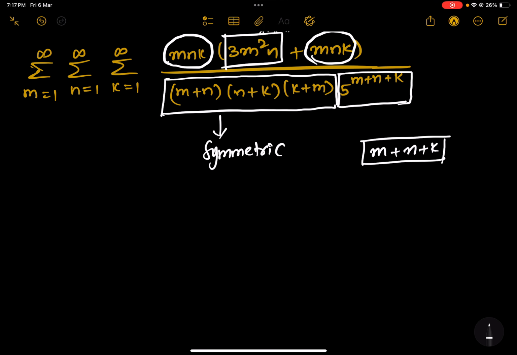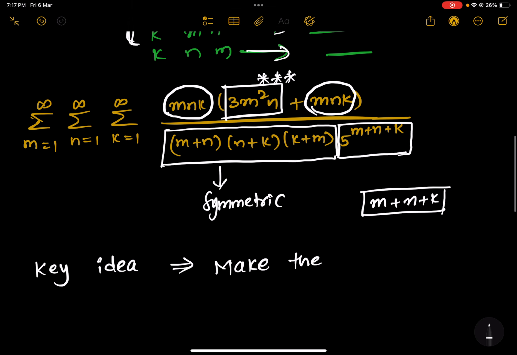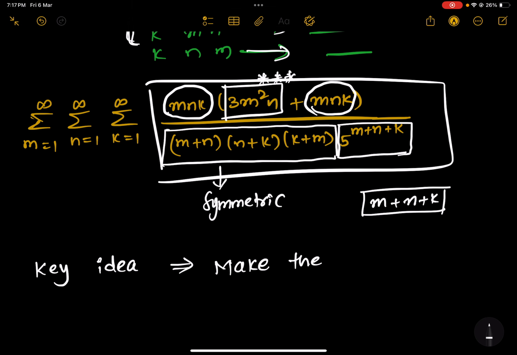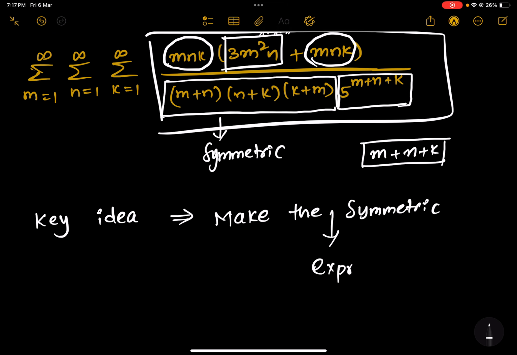So the key idea to solve this question is to make the function symmetric. Make the expression symmetric. Expression as in the whole expression, you have to make it symmetric. Then it will be easy to solve. Make the whole expression symmetric. And how do we do that? This is the next question that we have to ask ourselves.